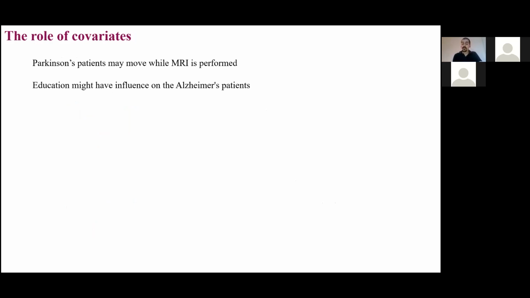But another thing is we need to account for things that we have in our experiments, but that are not important in the experiment. So these are not the quantities that we look for, but these are quantities that can affect our results. For example, Parkinson's disease is a movement disorder. So Parkinson's patients can actually move quite a lot while the MRI is performed. Therefore you can have misaligned images as you take these images across time.